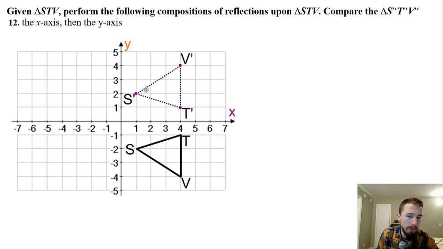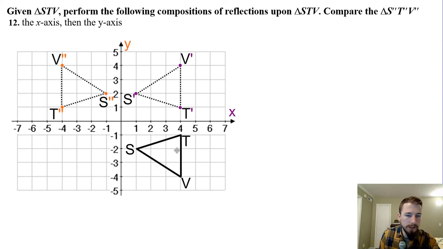And then now reflect it. This is a composite reflection, so we're going to do 2 reflections. So take the reflected images and reflect that across the y-axis. So that's going to be right there. T, 4, 1 is going to be negative 4, 1. And then 4, 4 is going to be negative 4, 4. And that's going to be STV double prime.